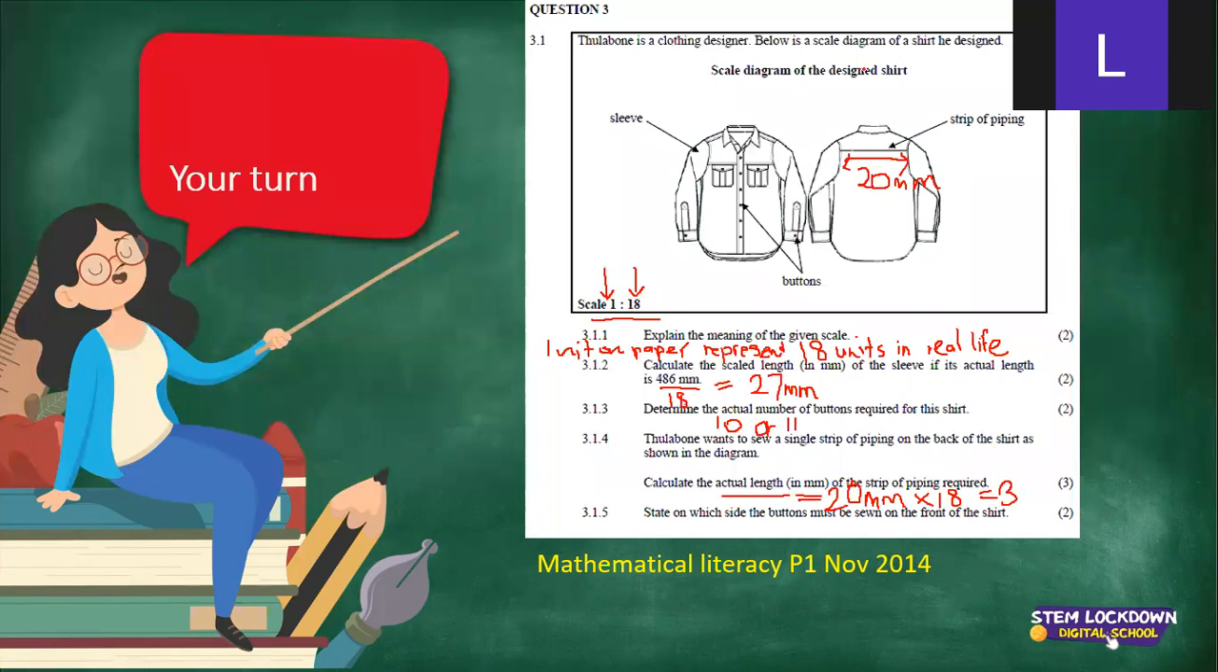I'm sure some of you got this one correct as well. I can see Jared got it correct. Well done, learners. Okay, last one. State on which side the buttons must be sewn on the front of the shirt. Basically, they need to know on which side the button must be sewn on the front of the shirt.